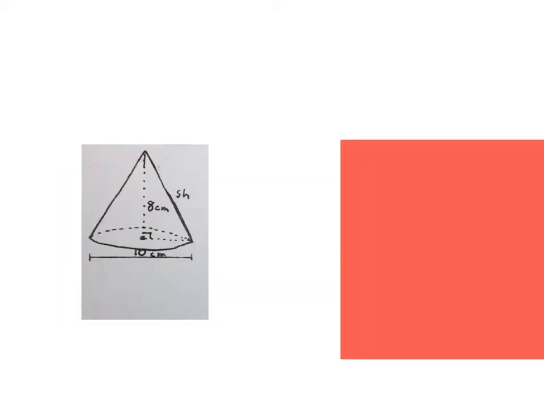The next shape we have to do is this cone. They give us the perpendicular height of the cone as 8 centimeters. They give us the diameter as 10 centimeters. A word you've got to get used to is the slant height. It is the distance from the top down the slant to the bottom there.